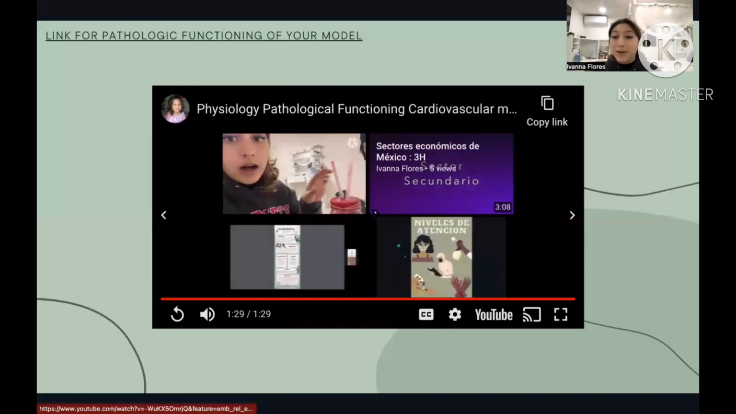So as you just saw in the video, that was my pathological functioning model. So as I said, coronary artery disease makes a buildup of cholesterol in the arteries. As you can see in the video, I decided to put some Play-Doh, mimicking what would be the buildup of cholesterol. And you can see in the comparisons in the video that it's harder for it to pump.